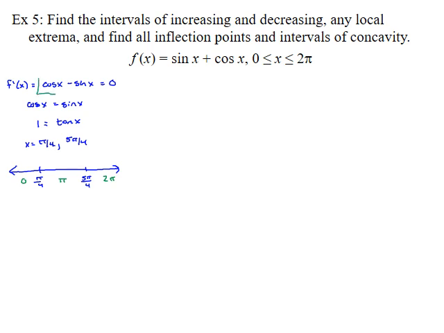Remember, we're going to plug those three numbers into the first derivative. That's the cosine minus the sine. So let's see what happens. Cosine of 0 is 1. Sine of 0 is 0. So 1 minus 0 is a positive number. Cosine of pi is negative 1. Sine of pi is 0. So negative 1 minus 0 is a negative number.